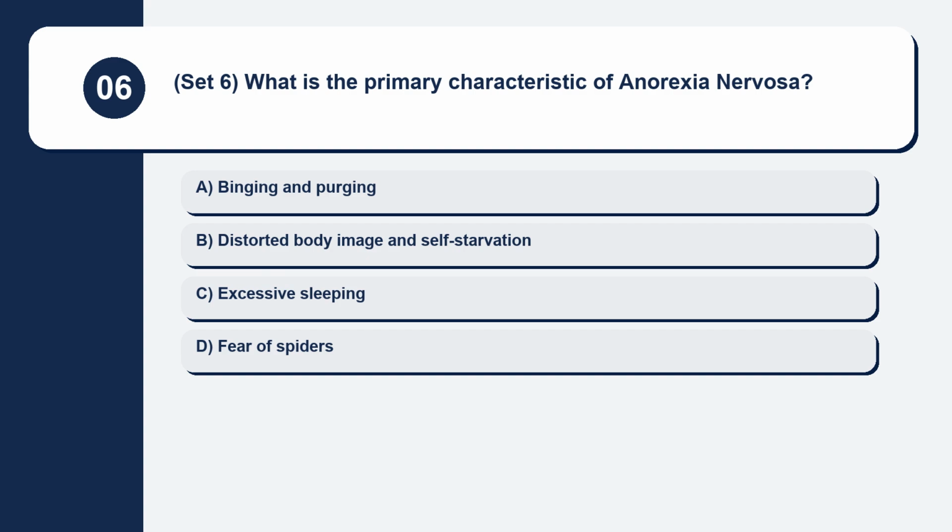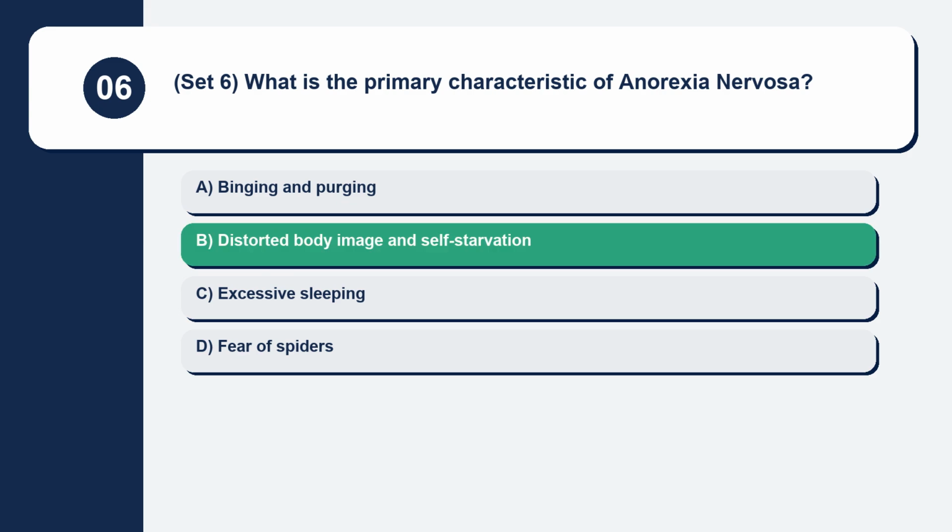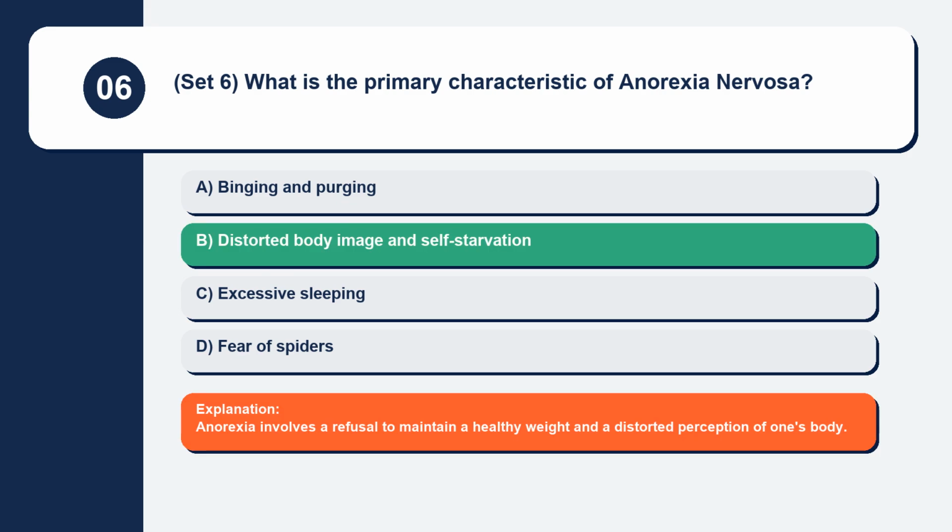Question 6. Set 6. What is the primary characteristic of anorexia nervosa? Binging and purging, distorted body image and self-starvation, excessive sleeping, fear of spiders. Anorexia involves a refusal to maintain a healthy weight and a distorted perception of one's body.